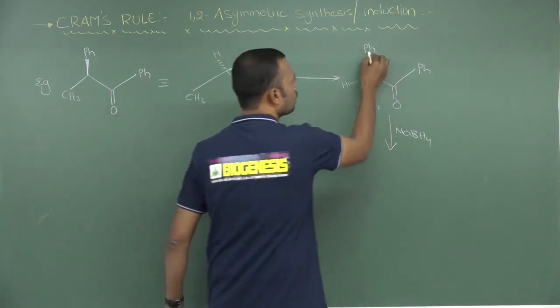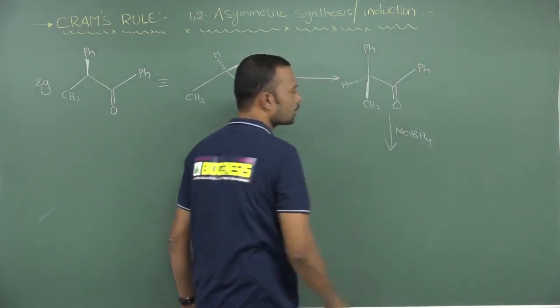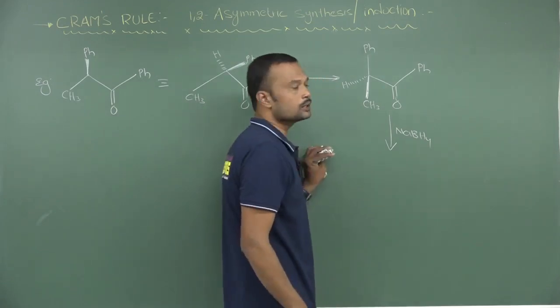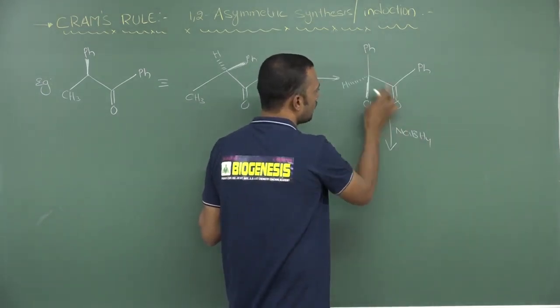Okay. Why? Because now these will be the conditions. First, you follow the condition: the two large groups are parallel to each other, and phenyl and carbonyl are exactly opposite to each other. Now it is showing a constant orientation of Cram's.